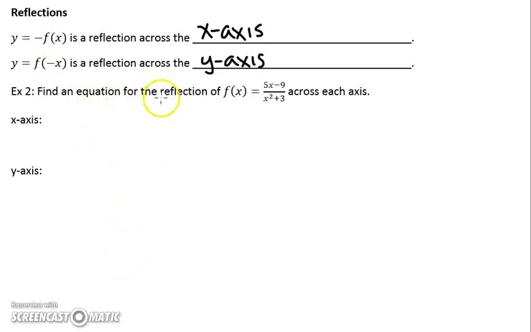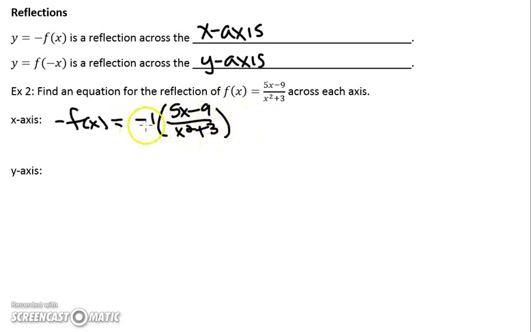So find the equation of the reflection of f of x equals (5x minus 9) over (x squared plus 3) across each axis. So the x-axis, if we look up here, is the one where we have to multiply the function by negative 1. So negative f of x is going to be negative 1 times (5x minus 9) over (x squared plus 3). So this is really negative 1 over 1, so we just have to distribute the negative 1 through the top, so we get (negative 5x plus 9) over (x squared plus 3).